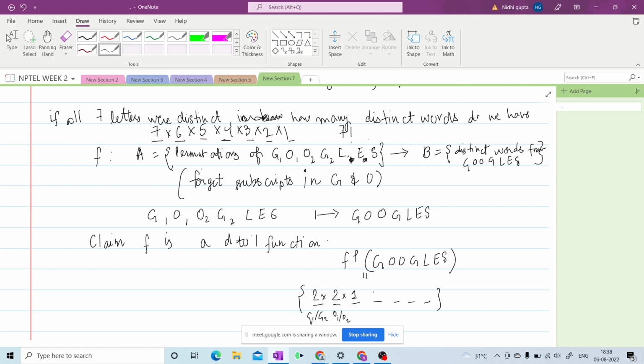And for the second G, how many options? For the fourth one? One again. And L, E, S were already one, so we have this one option. So what is D? It is basically 2 factorial, 2 into 2, which is 4.